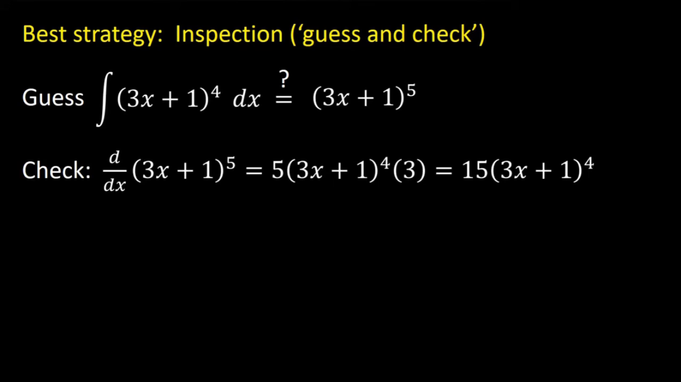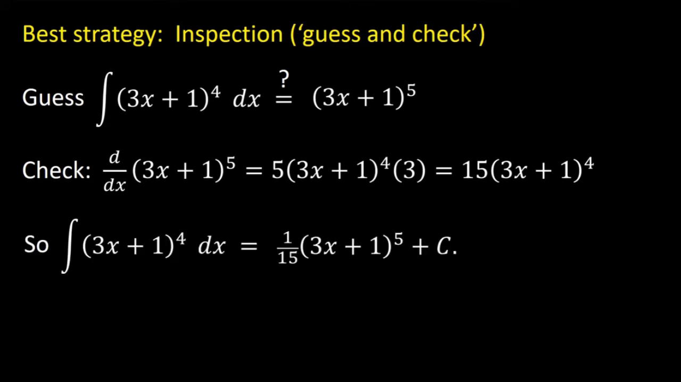Derivative of 3x plus 1 to the fifth, first of all, a 5 comes down because of the power rule, but then another 3 gets multiplied because of the chain rule. Altogether, 15 times 3x plus 1 to the fourth. Well, that's 15 times what I want. So I just divide both sides by 15. And that gives me the answer. So if you're up to snuff on taking derivatives, there's really no reason to write down a wrong answer for one of these antiderivative problems, because you simply check your answer by taking a derivative.